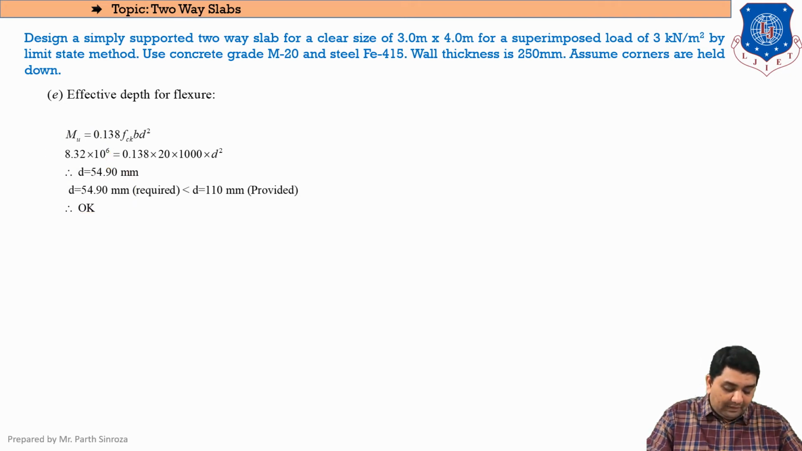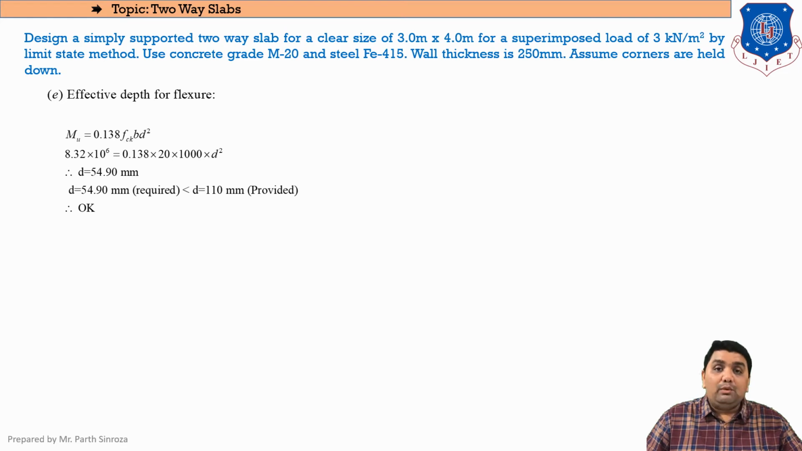So solving that, we will get the value of d to be 54.90. Here, as we have taken the Mx value, we will be comparing with dx, or if we had taken the value of My, then we would compare with dy. Keep in mind, clear? You need to understand what to compare when. So this check is completed, our answer is finished.